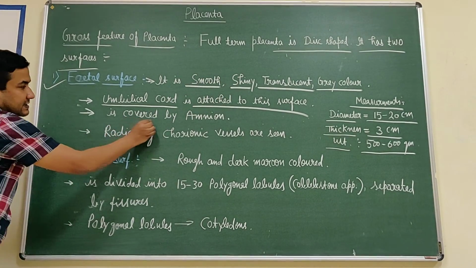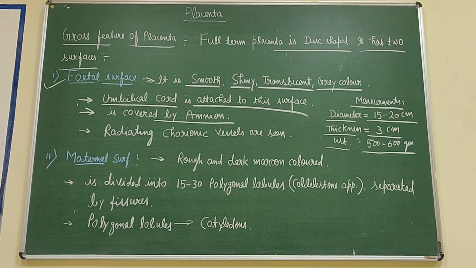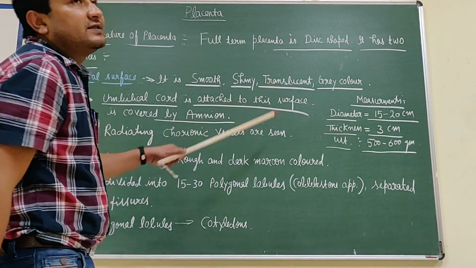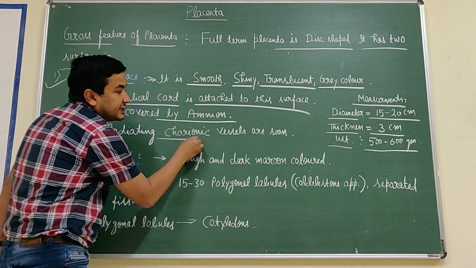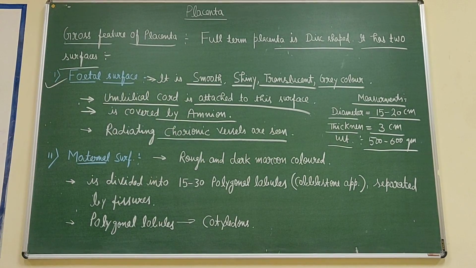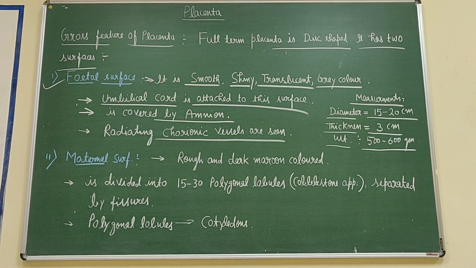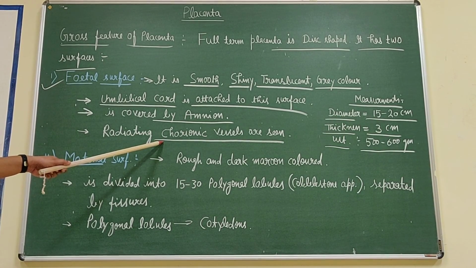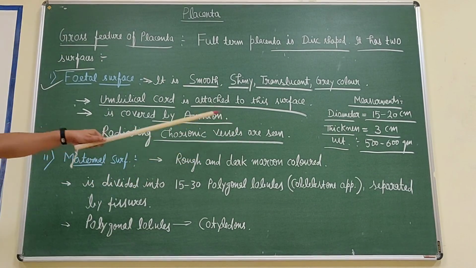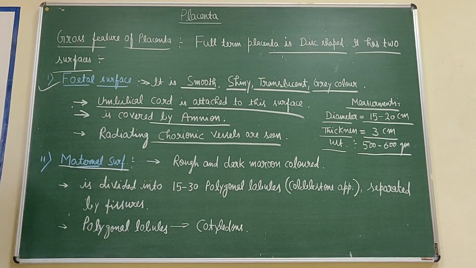Now, it is smooth and shiny. Why? Because it is covered by the fetal membrane, that is the amnion. The amnion membrane covers this surface, and that is why it looks smooth, shiny, and translucent. On the fetal surface, the chorionic vessels are easily seen due to the translucent amnion membrane. These chorionic vessels are connected with the umbilical artery and the umbilical vein.